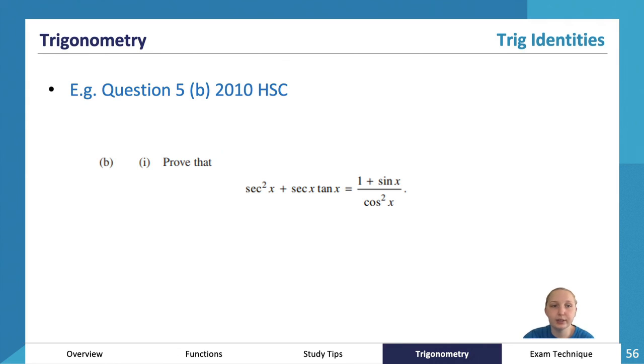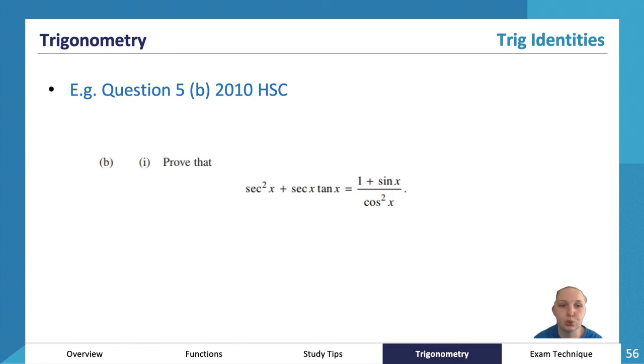So let's have a look at some practice questions. I think trig identities questions were, for me, the hardest part of year 11, both in trig and maths in general. So let's have a look at this question, which says sec squared x plus sec x tan x equals 1 plus sin x on cos squared x.